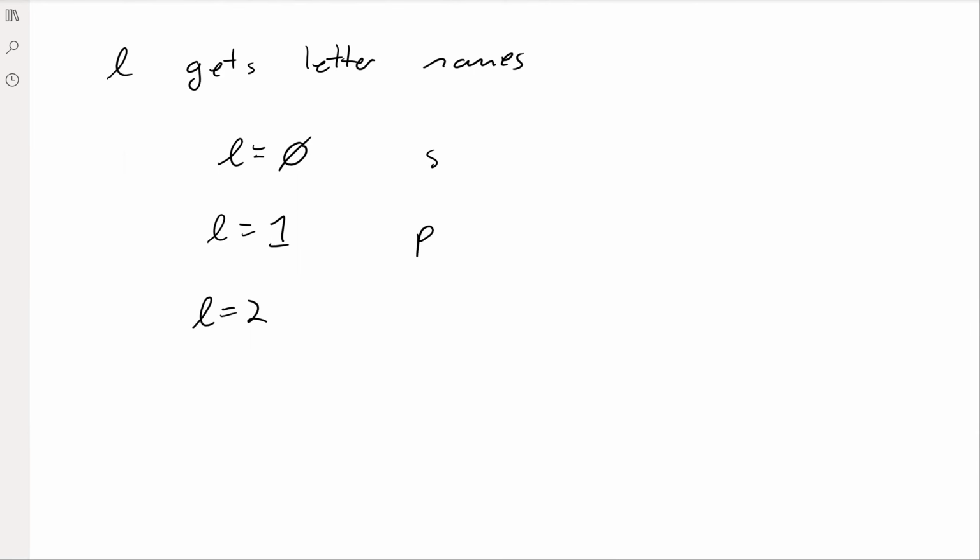When L is equal to 2, we call that a D orbital. When L is equal to 3, we call that an F orbital. And we won't go beyond that. It also determines the shape of the orbital. So an S orbital, it looks like a sphere. So pretty simple there.